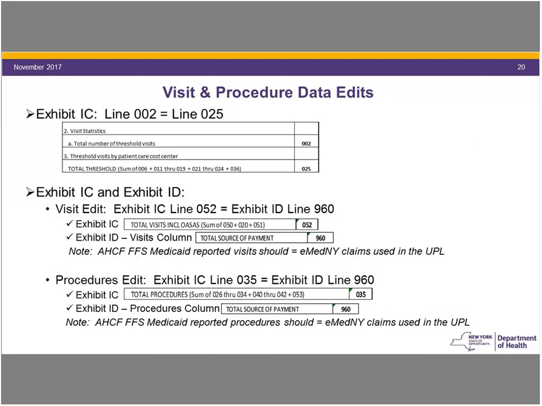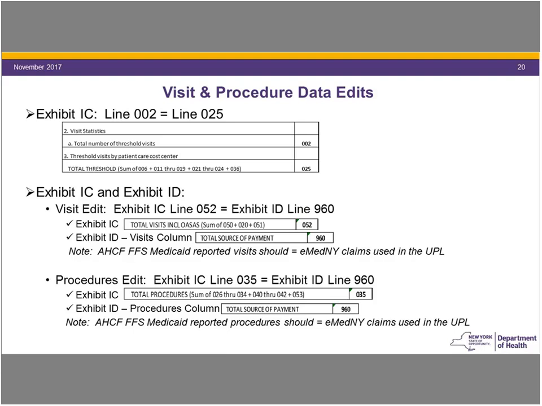When it comes to Exhibit 1C and 1D, 1C is the patient care services. The other is the visits by payer. We need totals on both screens to agree. So on 1C, we're using line 52. On 1D, we're using the visits column, line 960. Those two are being edited to make sure that they're in agreement. The cost report fee-for-service Medicaid reported visits on Exhibit 1D should equal the eMedNI claims count.